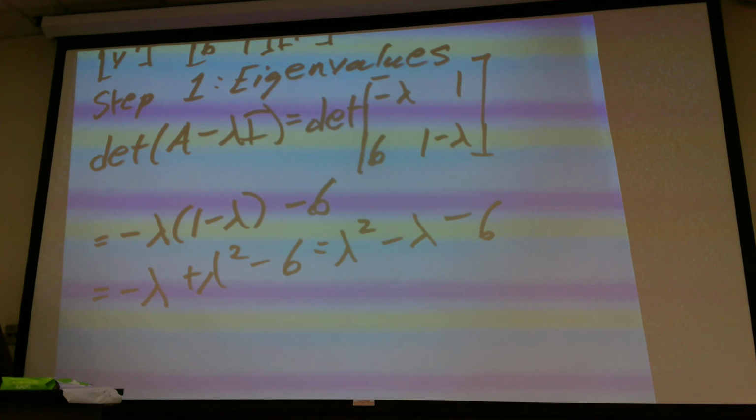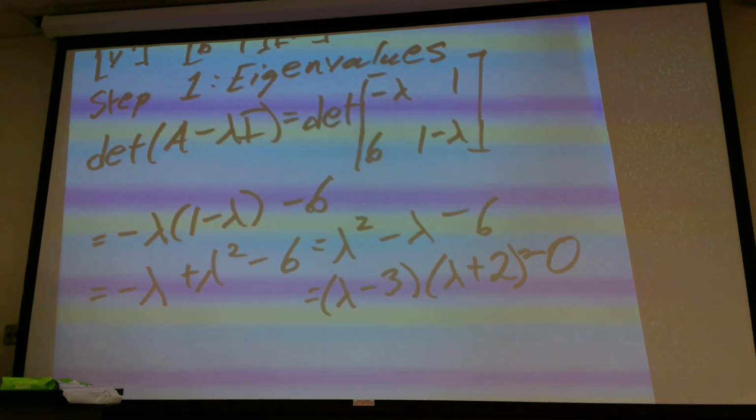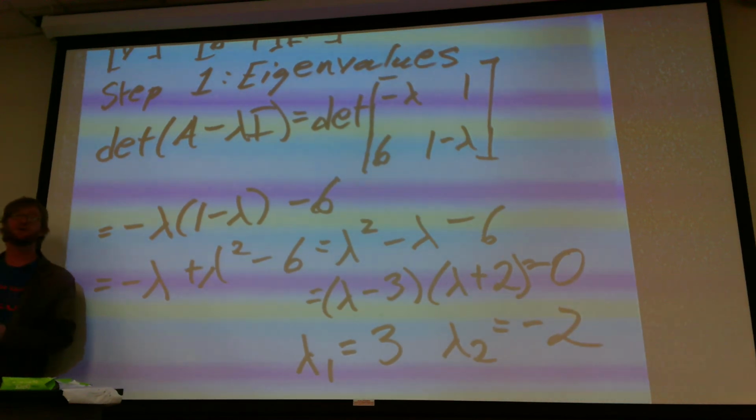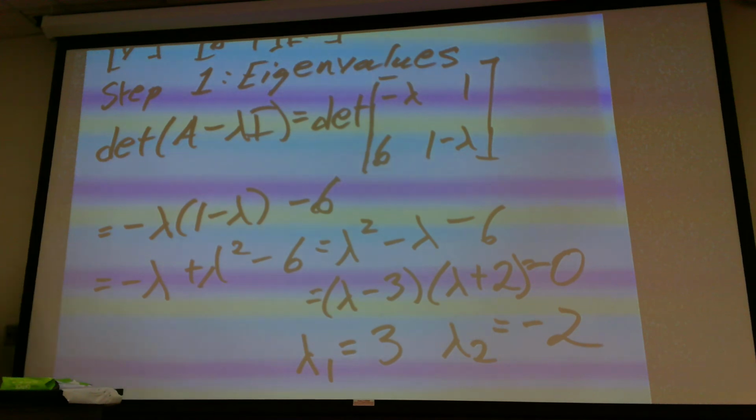So what are we going to get from this? This is going to be (lambda minus 3)(lambda plus 2), and that's going to be equal to 0. So our lambda 1 is going to equal 3, and our lambda 2 is going to equal negative 2. Okay? So we found the eigenvalues for our problem. That was our first step. Now we're going to go to our next step, which is going to be our eigenvectors.